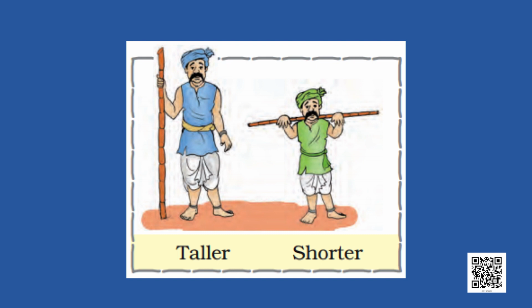There are these two men. One is taller, another is shorter. It is written there. And even, can you tell me, the stick which is there in the taller person's hand is taller than the man or is shorter? Can you tell? Or are both the same, both equal? You just see and try to find which one is taller and which one is shorter.